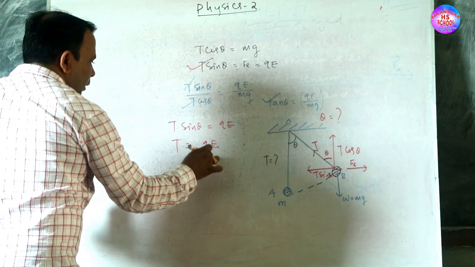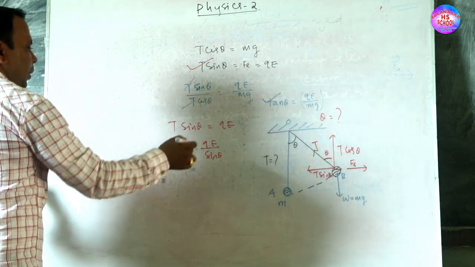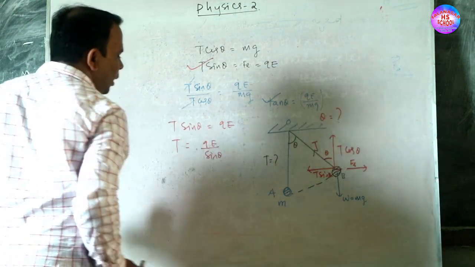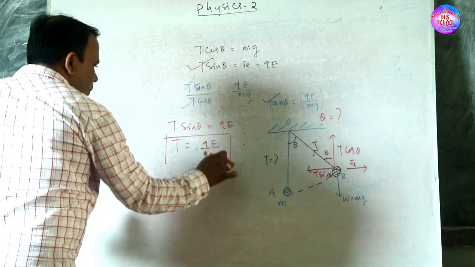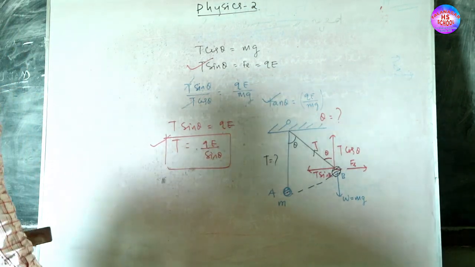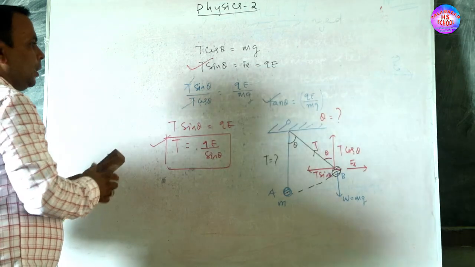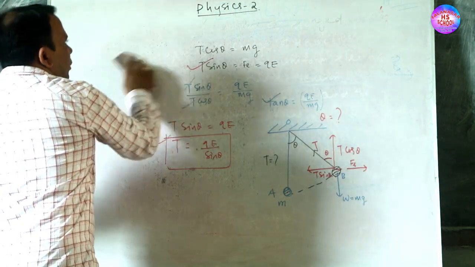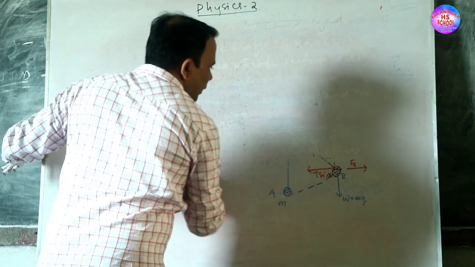QE by sin theta. Q is given, E is given, theta here can be calculated, then tension to be obtained. So these are some numericals of electrostatics, that is, electric field.